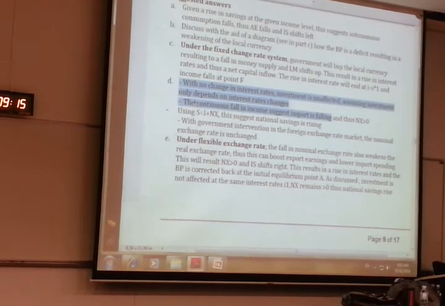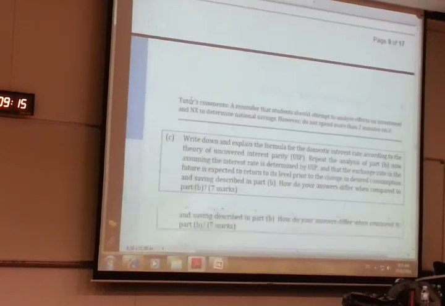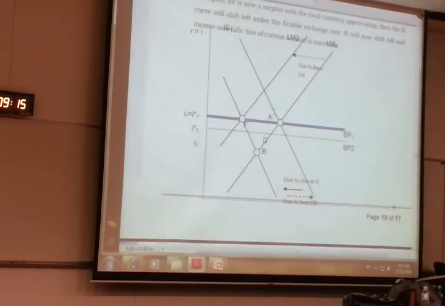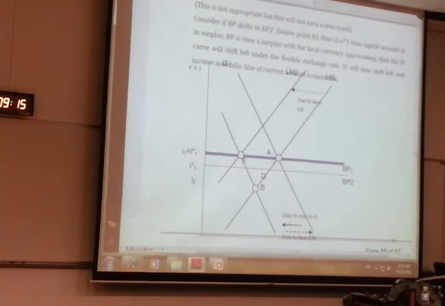Okay, so that was part B. And the diagram, you can see, will look like that. Okay, you are at point A, you shift your IS to point B. Okay, then you analyze fixed exchange rate, you go to F. Flexible exchange rate, you go to A. Right, so you won't get a 0, but you must be very accurate in your answer.